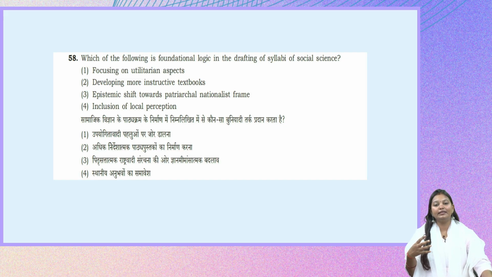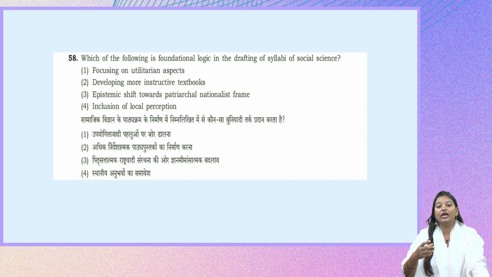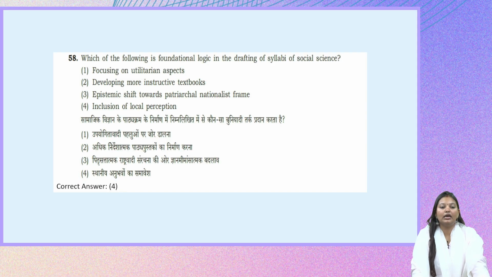So whenever we think of what kind of syllabus the social sciences should have, as social science is basically the study of society, of the people that are involved in society, all these aspects should and must be connected to the local perception. That is why it is very important for us to include the local examples, the local personalities in the social sciences so that it becomes more relevant to the child. Hence, the correct answer here would be option 4, that is inclusion of local perception.